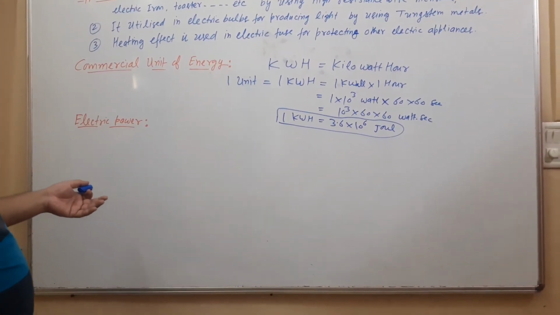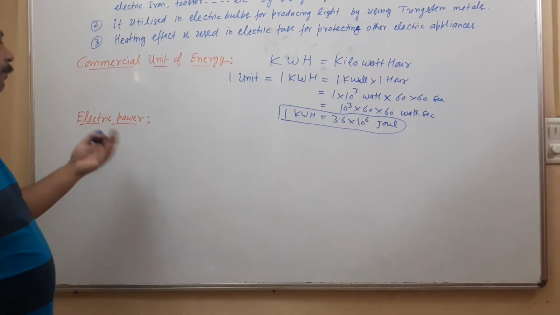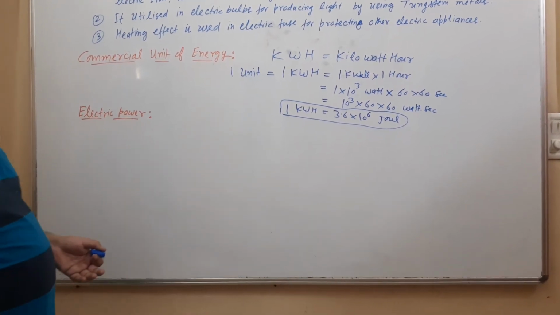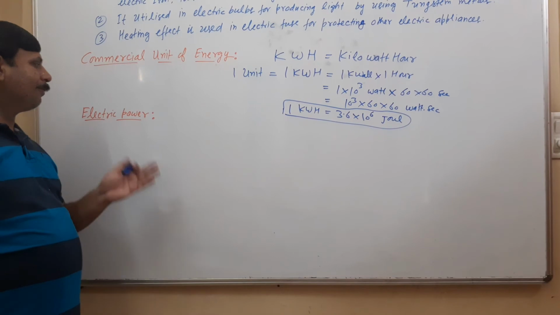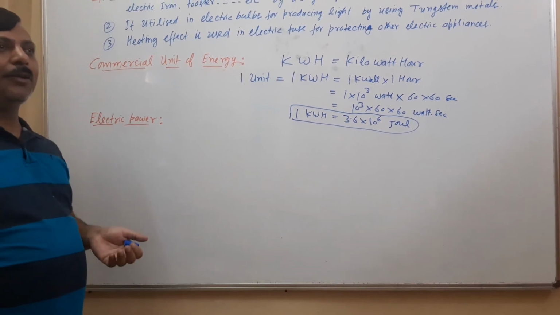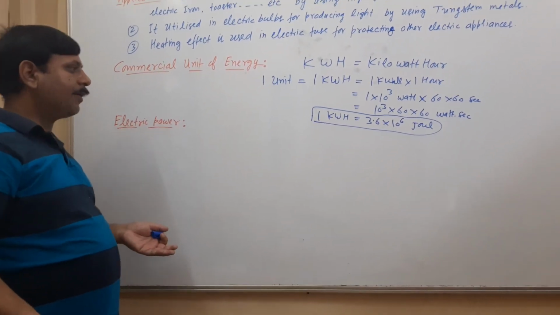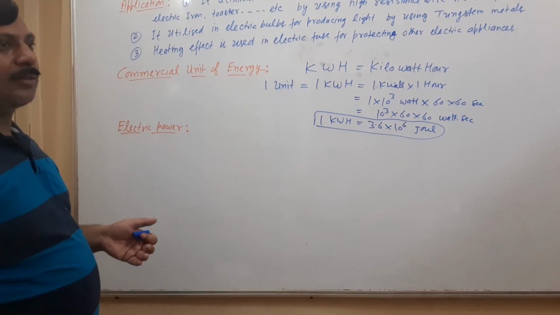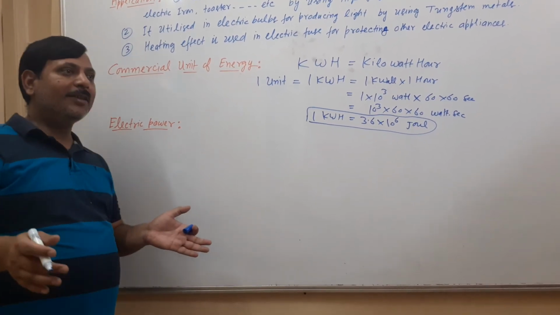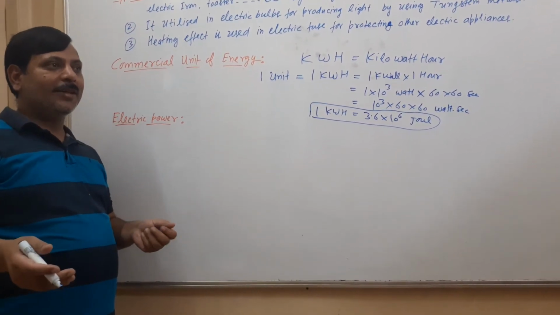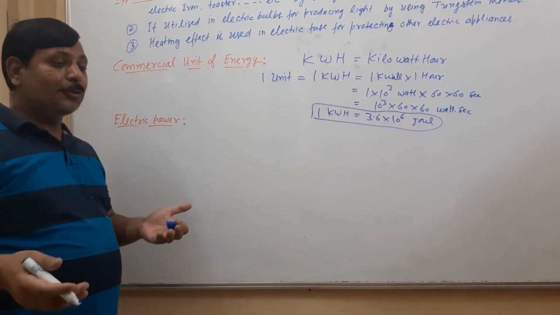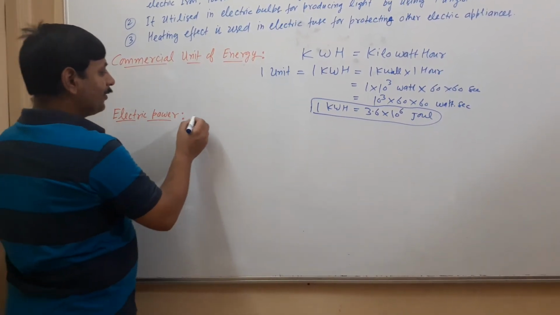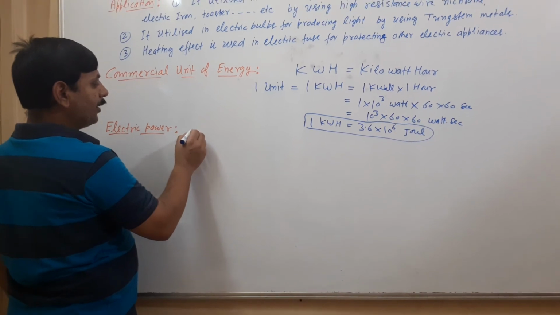The topic is electrical power. What is electrical power? You know power: work done per unit time is called power. Here, the electric power of electric appliances is known as electrical energy expended, consumed per unit time.